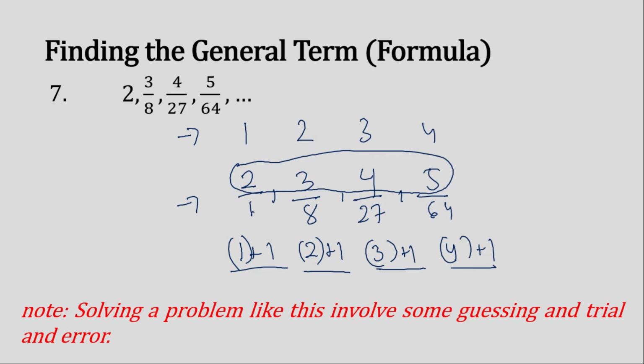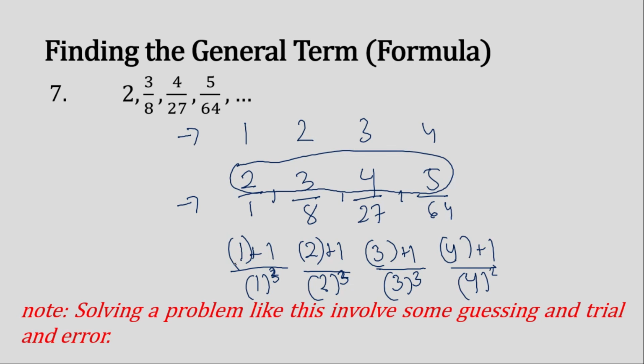Now let's see again what the relationship on the denominator is. So we can say that these denominators are perfect cubes. So we have 1 cubed, then 2 cubed, and 3 cubed. Sorry, it is the cube, and 4 cubed.